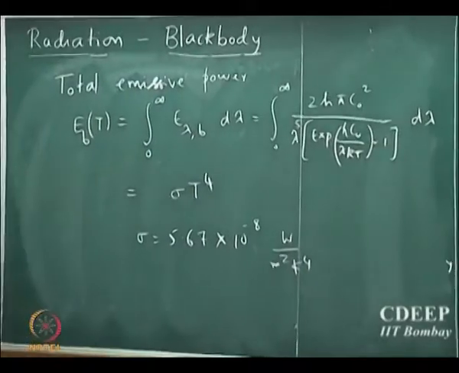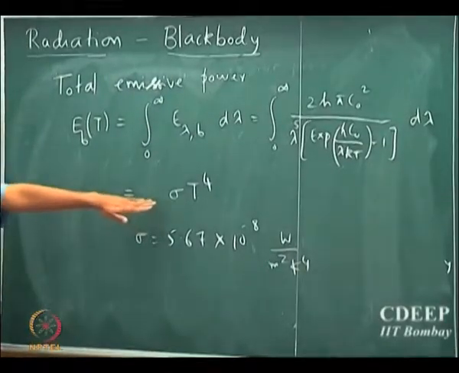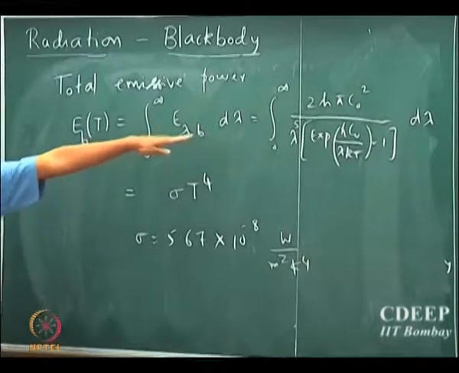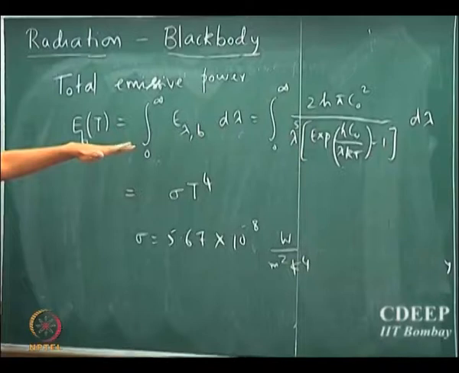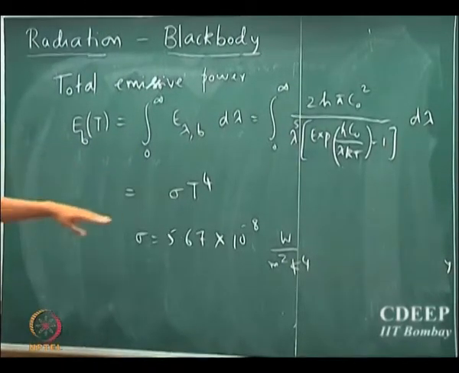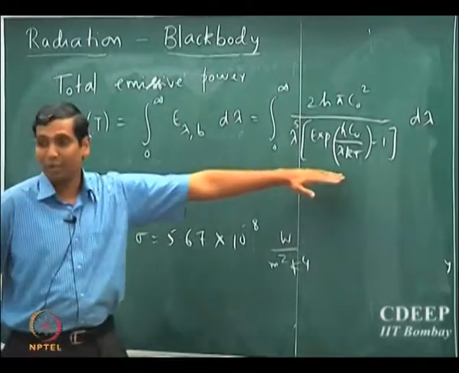Okay. So this magical formula that all of you have seen so far actually comes from a rigorous analysis using the quantification of blackbody radiation. So this sigma T to the power of 4 essentially comes from here.